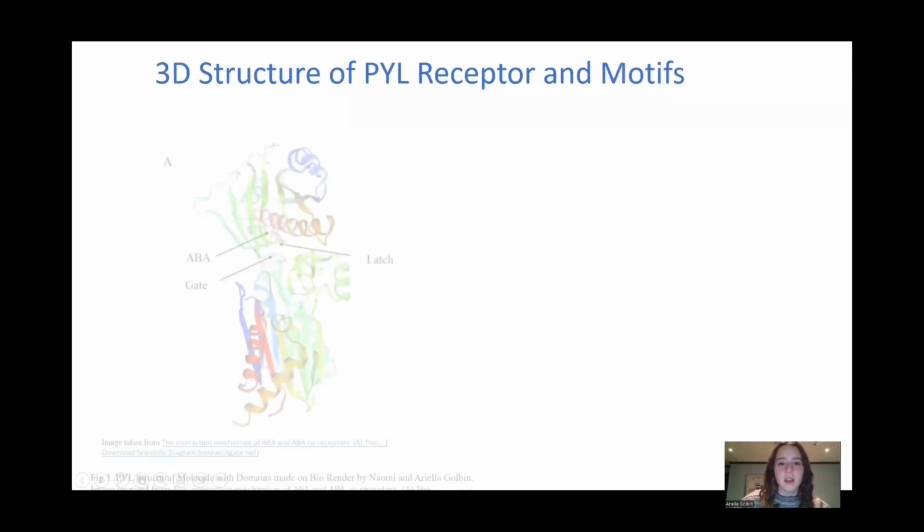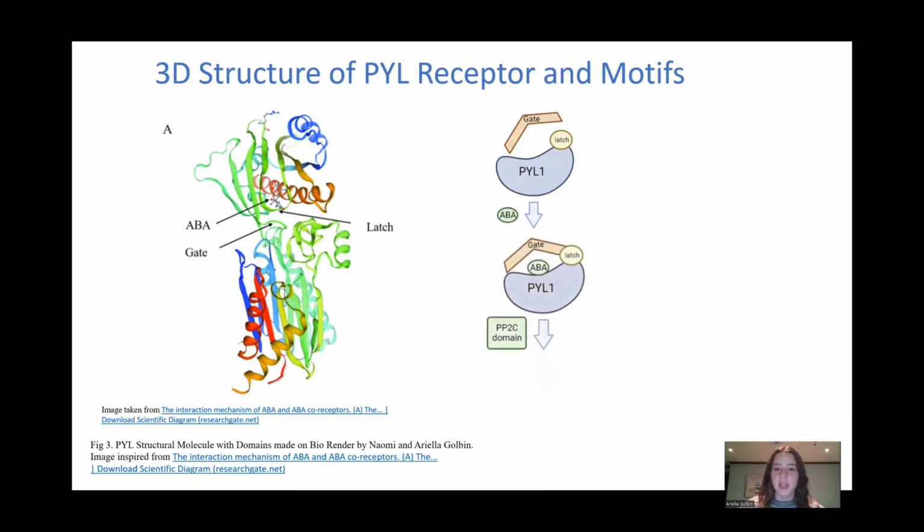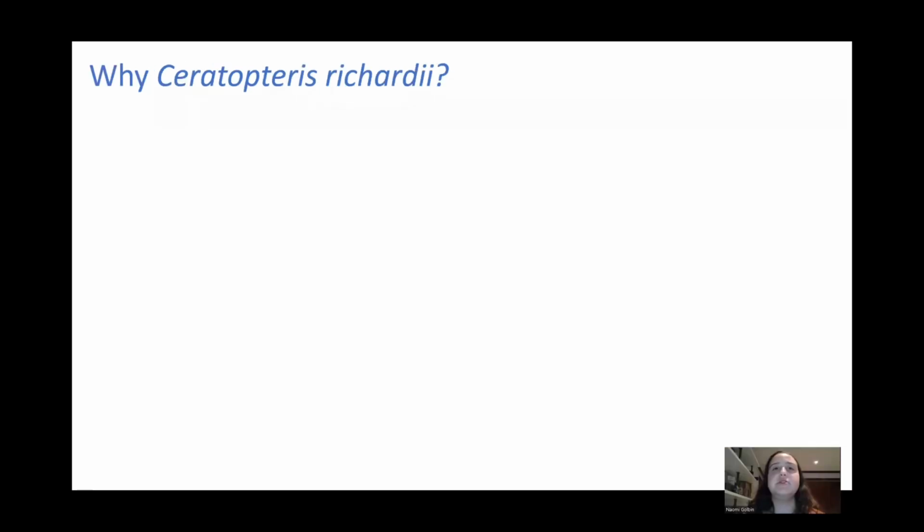A PYL molecule has highly conserved motifs, including the gate and latch domains. Before ABA binds to the receptor, the latch binds and the gate is opened. Once the ABA molecule binds to the receptor, the gate closes and allows for the interaction of other signaling molecules, such as phosphatases.